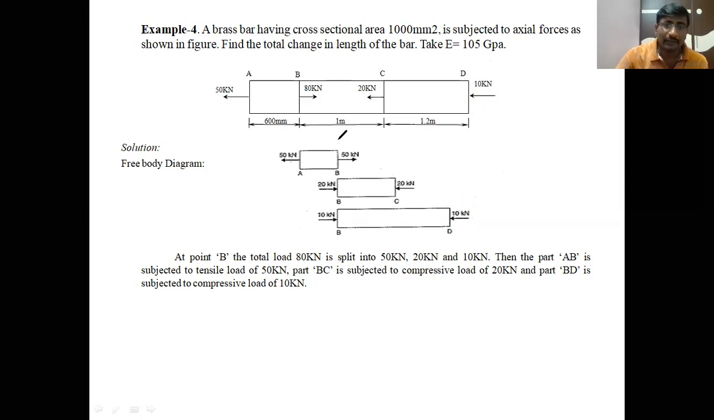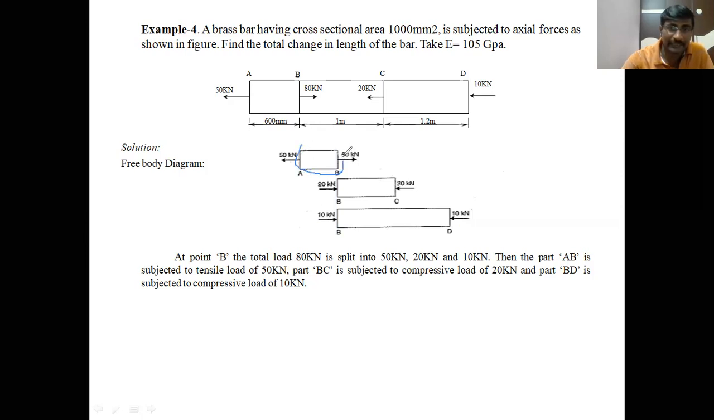So from this, we have to draw the free body diagram first. Once look at this paragraph. At point B, the total load 80 kilonewtons is split into 50, 20 and 10 kilonewtons. We are splitting the 80 kilonewtons at point B into three types of loads, that is 50, 20 and 10 kilonewtons. Then the part AB is subjected to tensile load 50 kilonewtons.